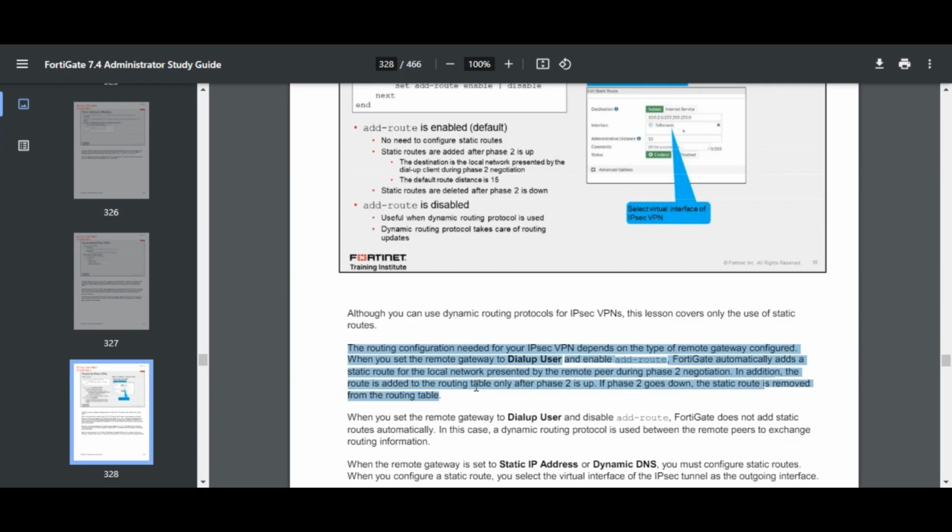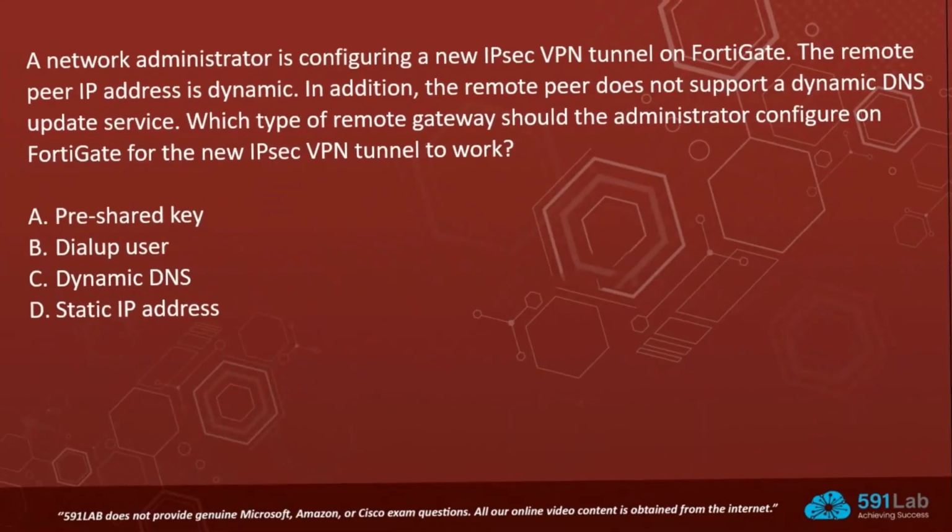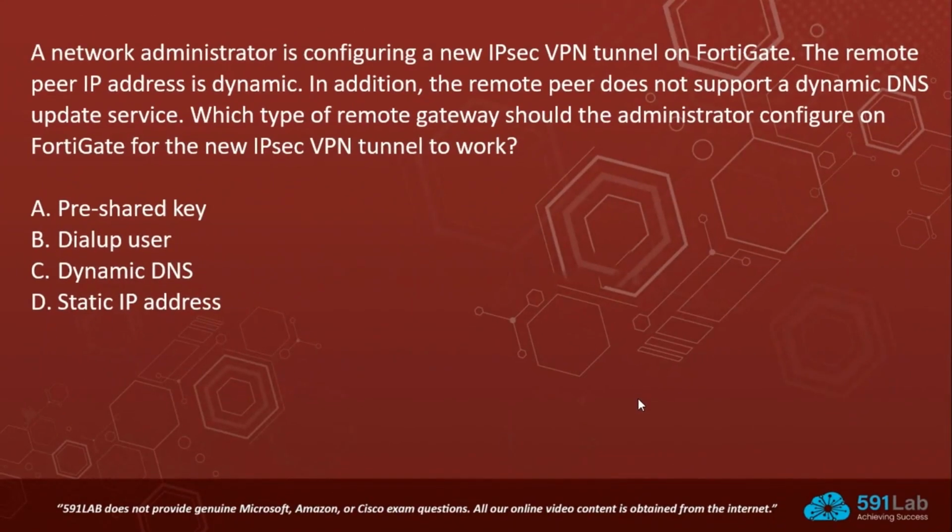Okay, let's go back to the question and find out the correct answer. Let's read the question again. The network administrator is configuring new IPsec VPN tunnels on FortiGate. The remote peer IP address is dynamic. That means it's not a static IP address. In addition, the remote peer does not support a dynamic DNS update service. Which type of remote gateway should the administrator configure on FortiGate for the new IPsec VPN tunnels to work?